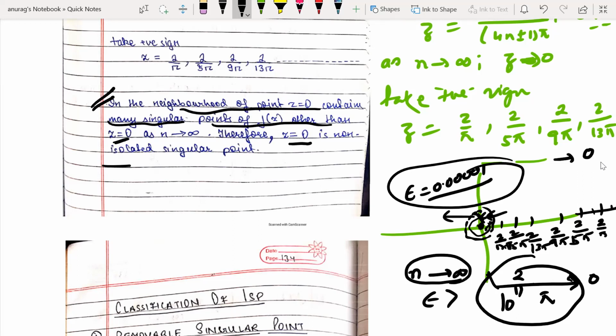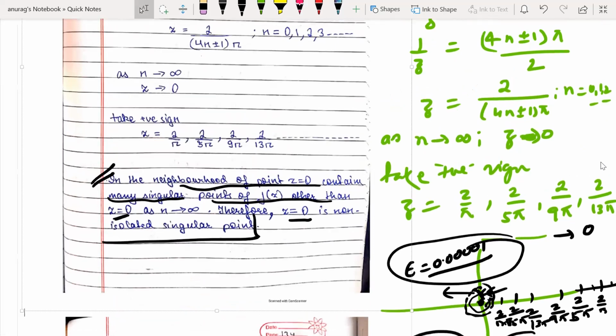Therefore, z equal to 0 is a non-isolated singular point because it has a crowd nearby. Therefore, this is non-isolated. If there is no crowd nearby to a point, then the point is called an isolated singular point.